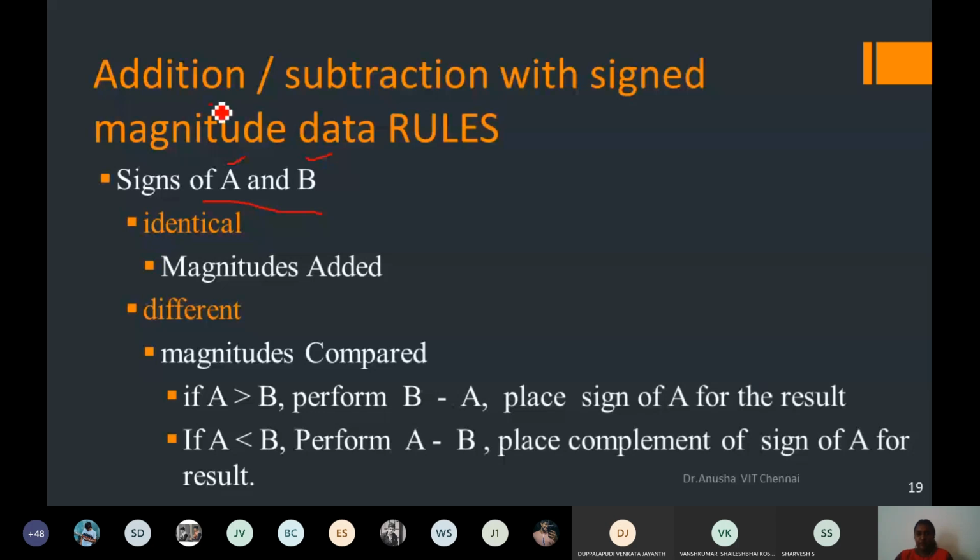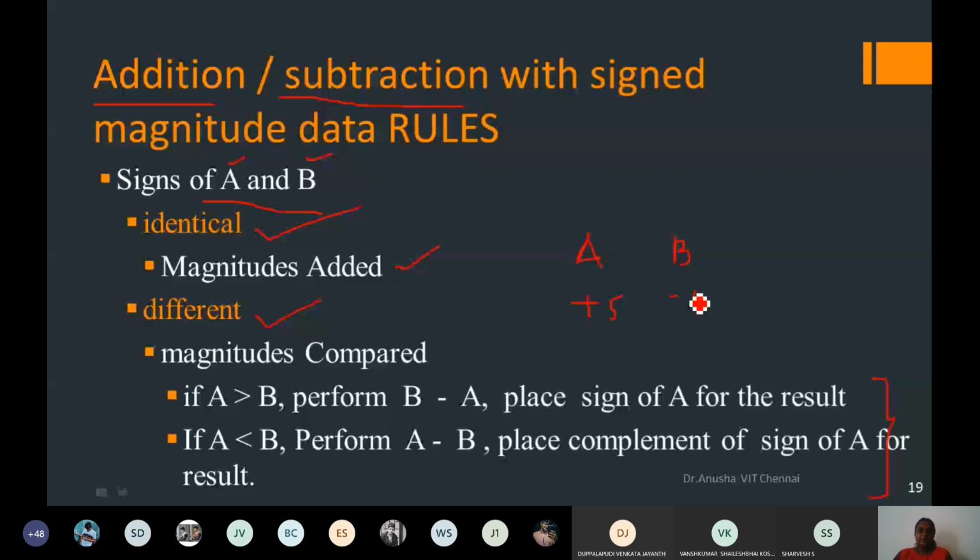If the signs are different, you have to perform a small check. If the value of A is greater than the value of B, then you place the sign of A on the result. For example, plus 5 and minus 3: you subtract the numbers and place the sign of A as the result. If A is less than B, you have to perform the complement of it.